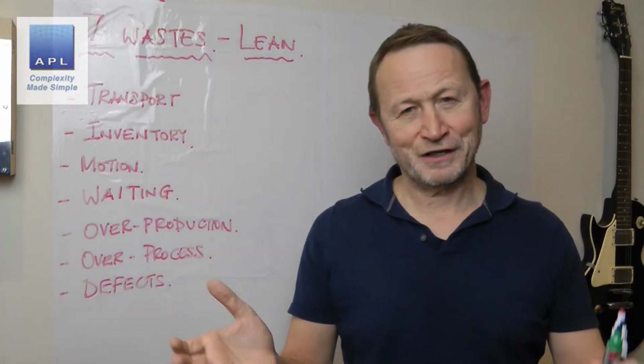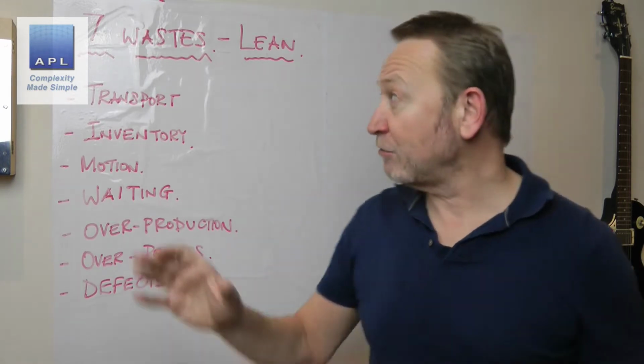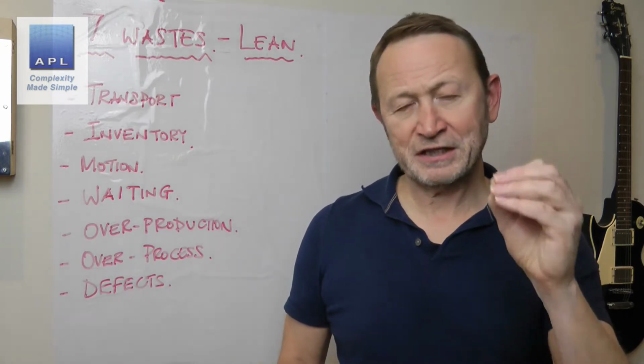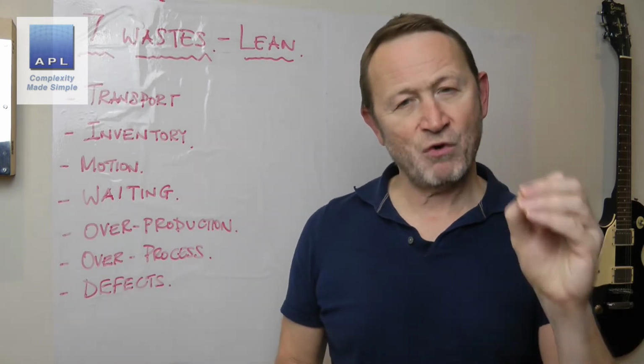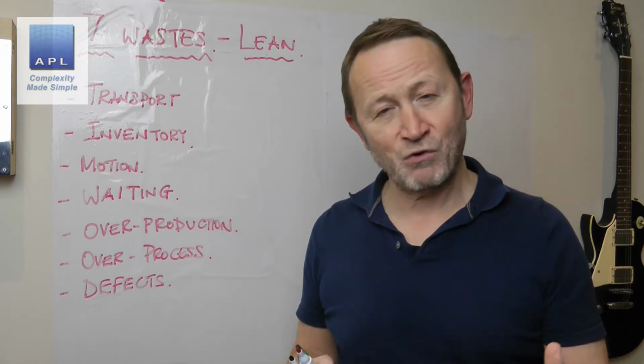Welcome to the latest video. My name is Paul Allen, and the subject of today's video, well, we're going back to the 7 wastes of lean, and in particular what we're going to do is allocate the 7 wastes of lean just to show that there are only 7 wastes.